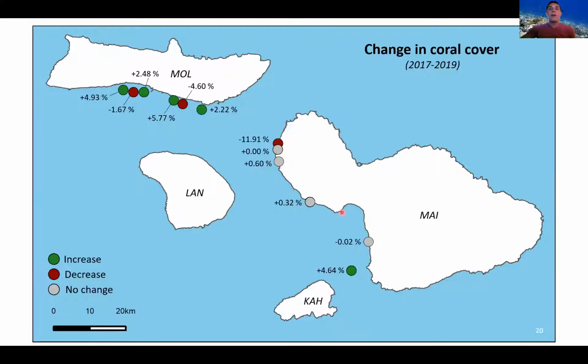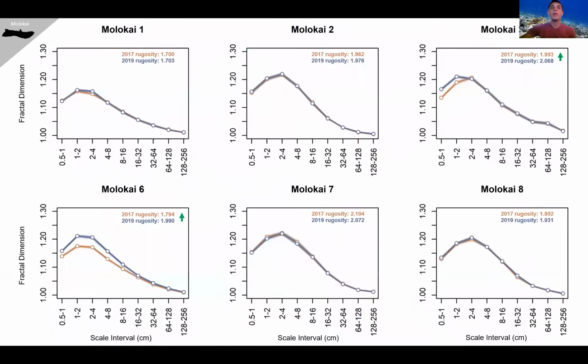It's also worth noting that Maui has a much higher human population than Molokai, and its reefs tend to be exposed to more human impacts, such as nutrient runoff and overfishing. And so these graphs show the fractal signature of our sites from Molokai. And these figures are similar to those that I showed you before, and I don't want you to get overwhelmed by the sheer number. Just in terms of interpreting them, the scale intervals are here on the x-axis and the fractal dimension on the y, and each one represents a different site. And the beige line represents that site's fractal dimension in 2017, and the blue in 2019. And the rugosity values are here in the corner for context, and they're taken from the 0.5 centimeter scale interval.